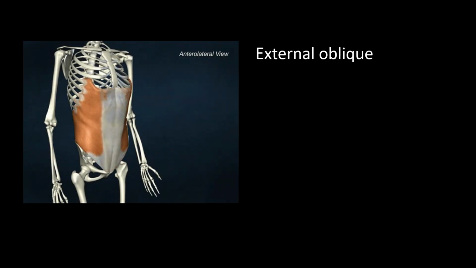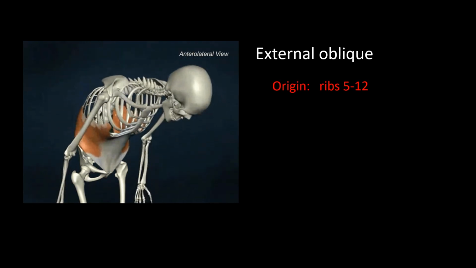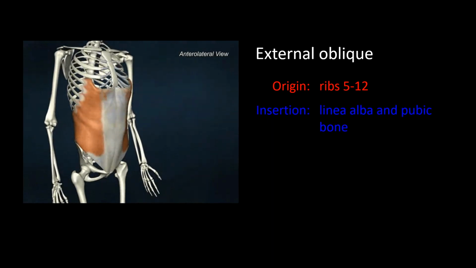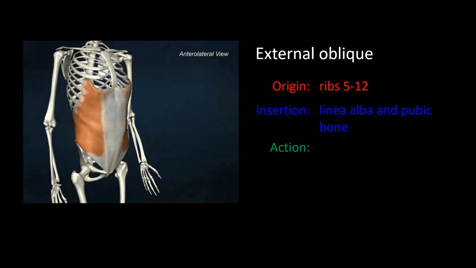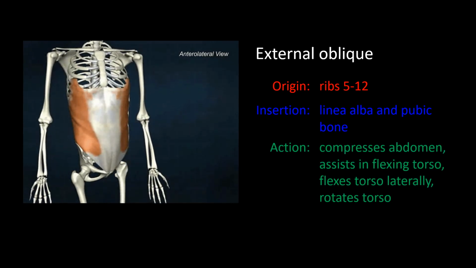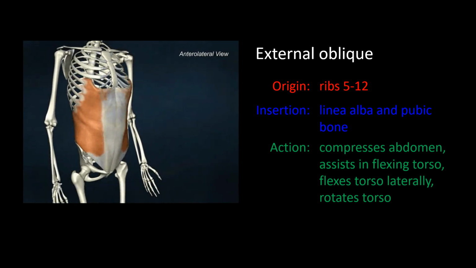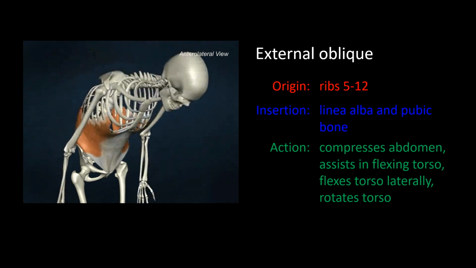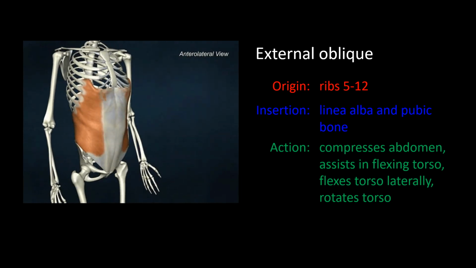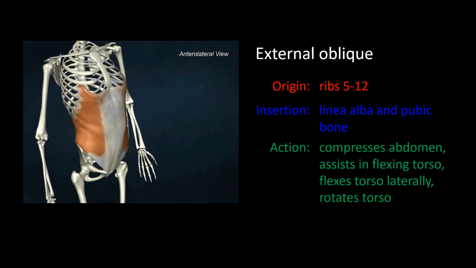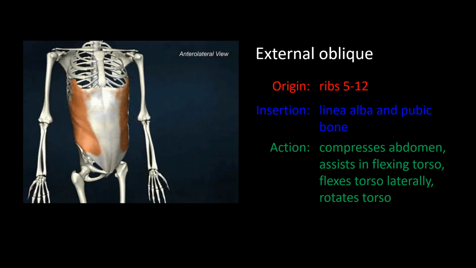This is the external oblique, and so the external obliques have their origin in ribs 5 through 12. They have their insertion in the linea alba and in the pubic bone. And so very much like the internal oblique, it's got multiple actions, as you've seen, to compress the abdomen, assist in flexing the torso laterally, and also rotating the torso. So there's the assist in flexing the torso. Here's flexing the torso laterally. And here's rotating the torso.